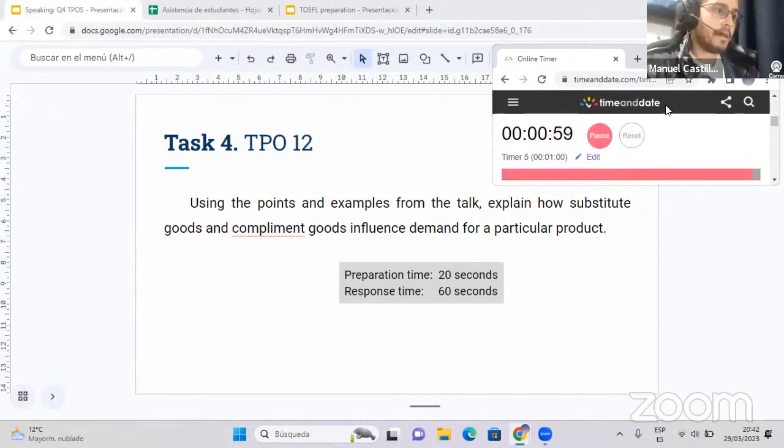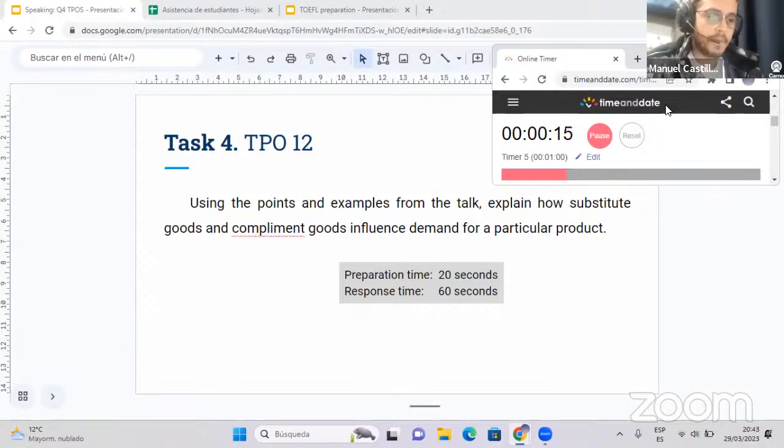The lecture discussed how substitute goods and complement goods influence the demand of a particular product. First, the professor explained the price, and how this influences the demand of different products. For example, with margarine and butter, when the price of margarine is higher, they have less chance to be bought instead of the butter, and vice versa.